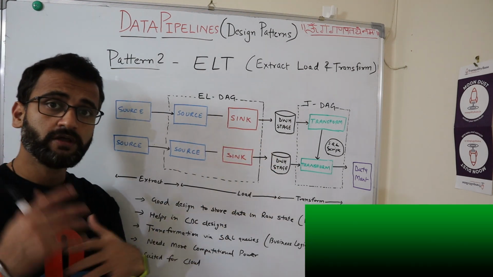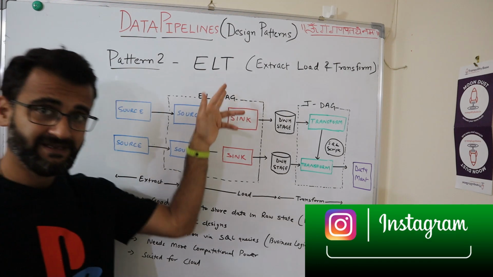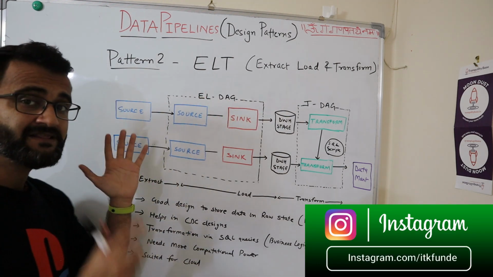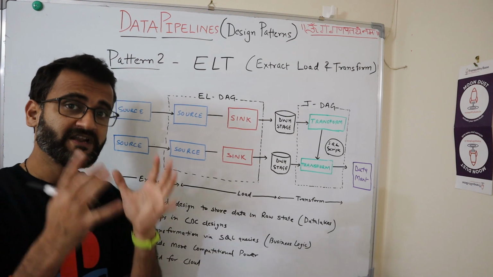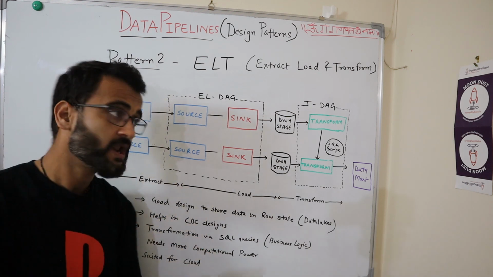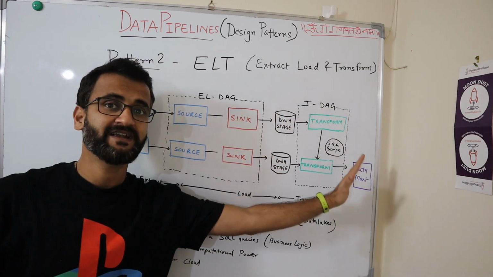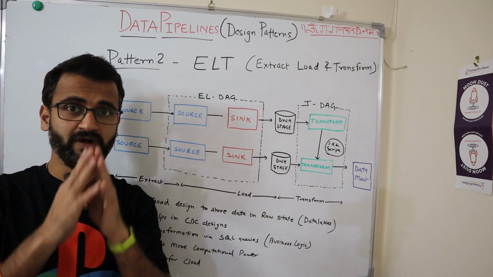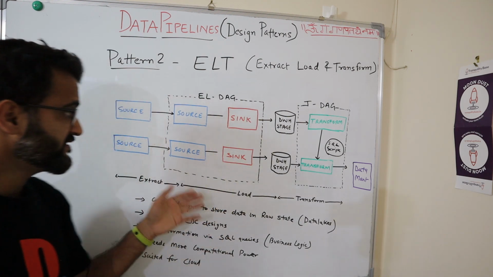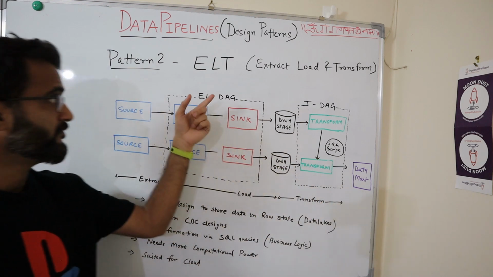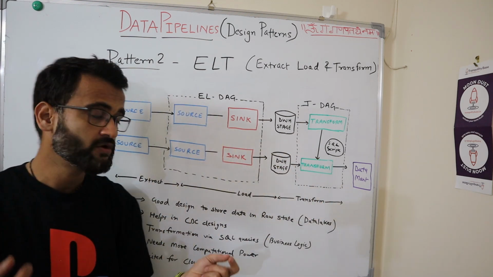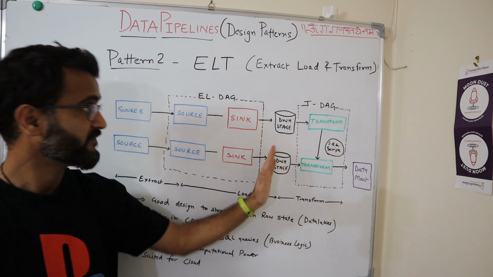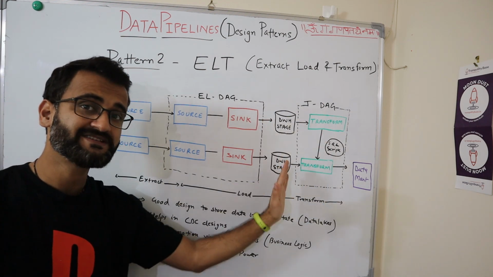The unique thing about ELT, extract, load and transform, is that the focus is to maintain the raw state of the data and store it as is, and then apply any transformation in the second DAG. Unlike the ETL pattern where everything was done in one DAG design, here we have two different DAGs. One would be EL, which is extract and load, and there would be a separate transformation DAG which we will create once the data has been loaded into the staging layer.